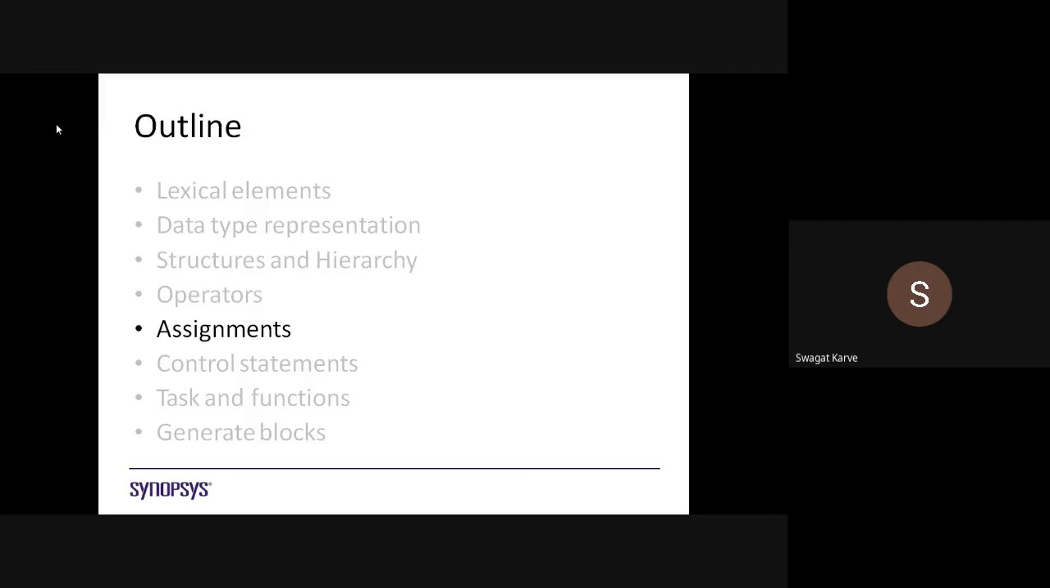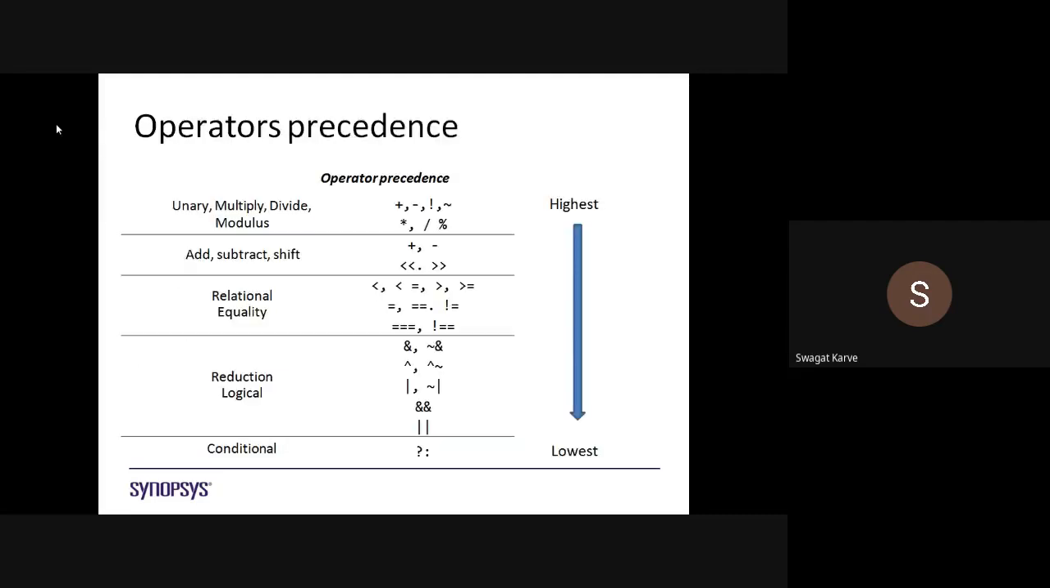For the precedence we have made 5 classes of operators, and the precedence is from top to bottom, that means from highest to lowest. Unary, multiply, divide, modulus operators have the highest precedence. Then add, subtract, shift have the second highest precedence. Then relational and equality operators have the third highest precedence. Reduction and logical operators have the fourth precedence, and the lowest precedence is for the conditional operator. So this is about the operator precedence.